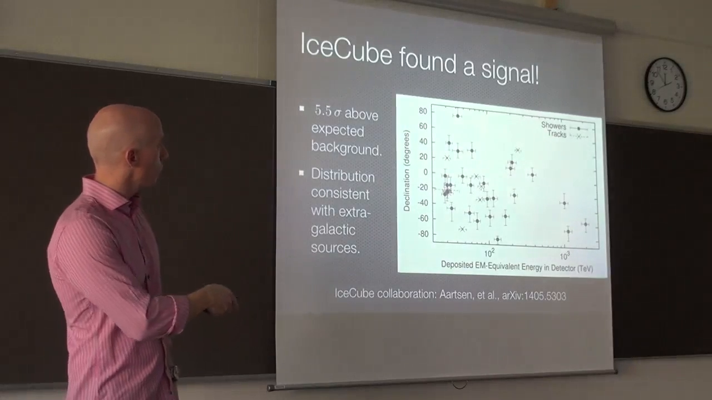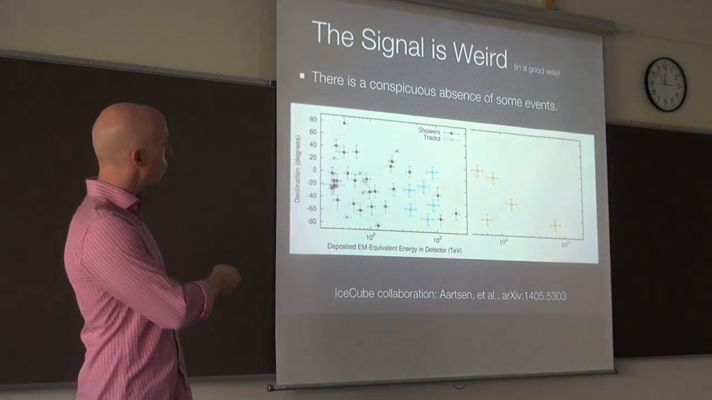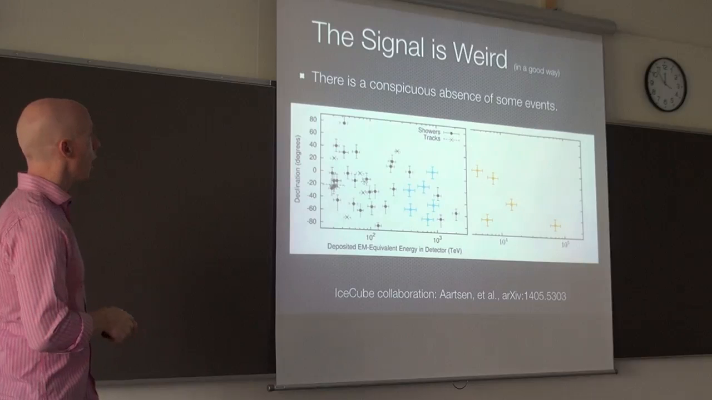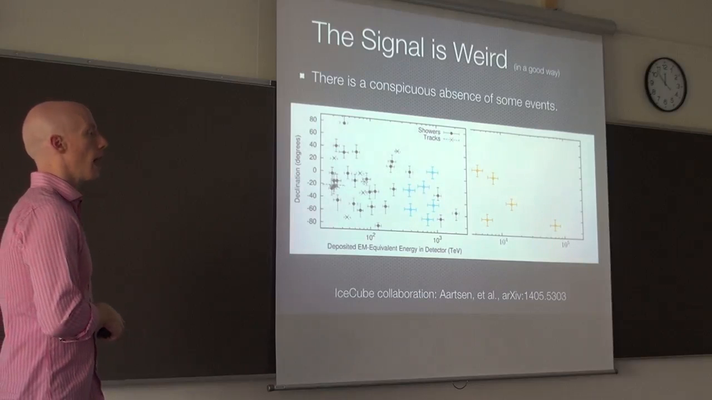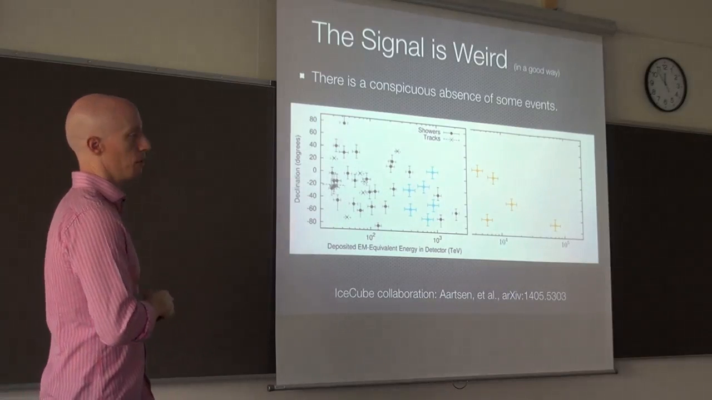Right? This is the actual observed events. But if you take their best fit to the flux, this is what they should have seen. And so the absence of events is now at about 3.5 sigma in terms of its statistical significance, if you just take their best fit flux.